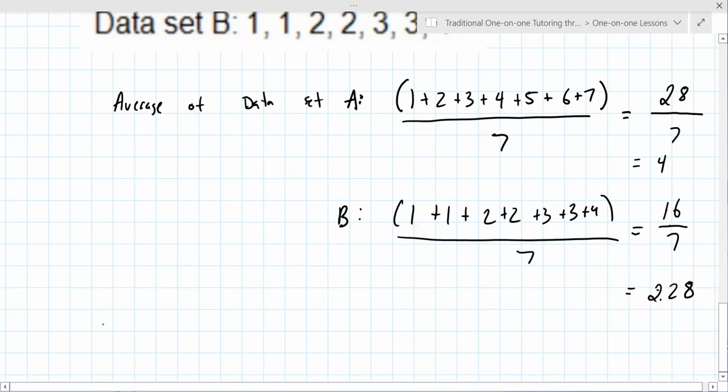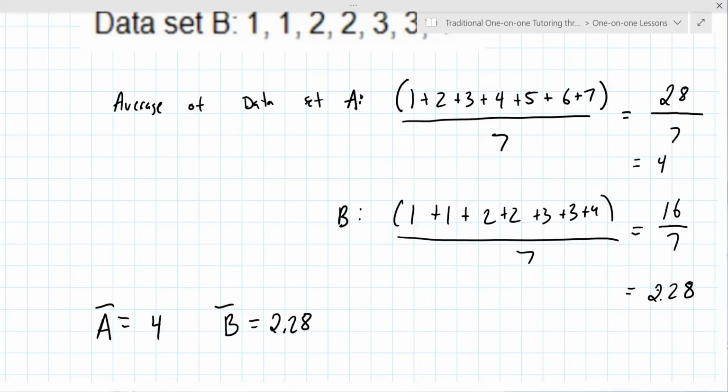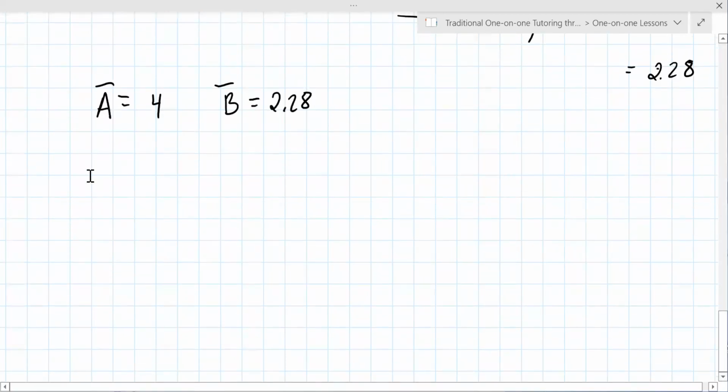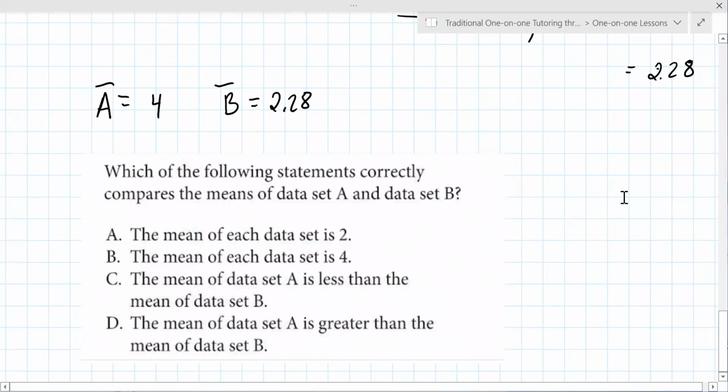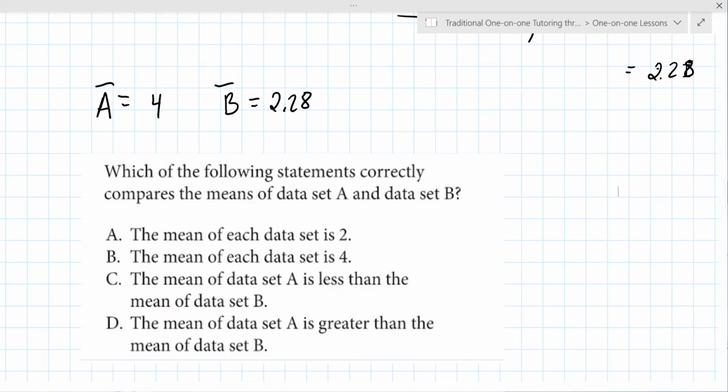That's fine. So to summarize, data set A is 4 and data set B is 2.28. Is that okay? All right. So now we're going to look at some statements. You're going to read these statements and you're going to tell me which of these statements matches what you just determined. C. So the mean of data set A is less than the mean of data set B.